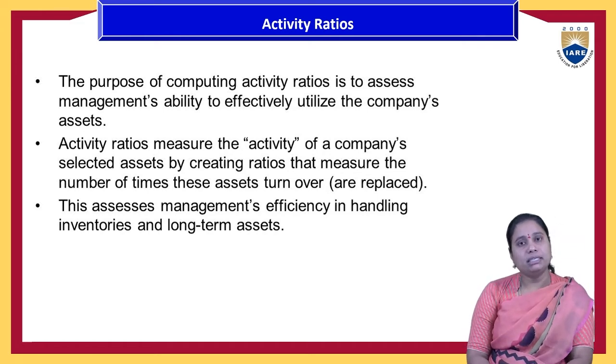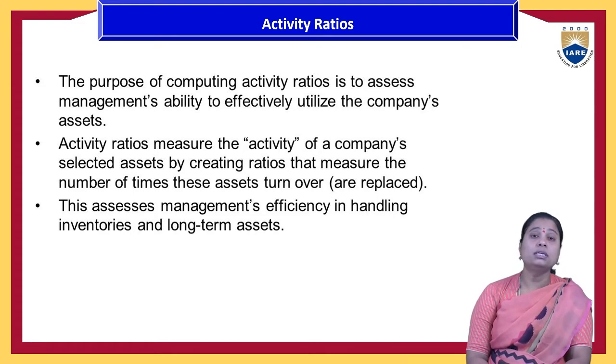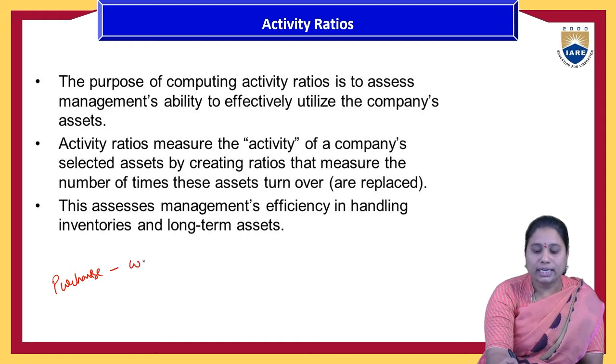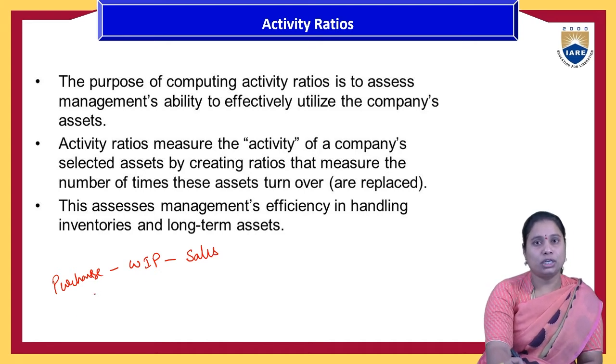The main activity performed by an organization is its production, because only by selling that product can an organization earn. So the activity involves everything from the purchasing activity to work in progress as well as the sales. In this, many activities are involved.